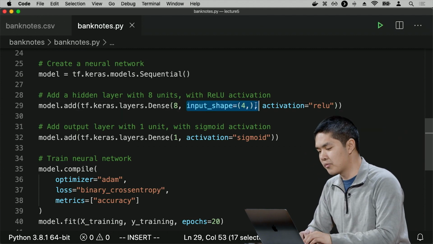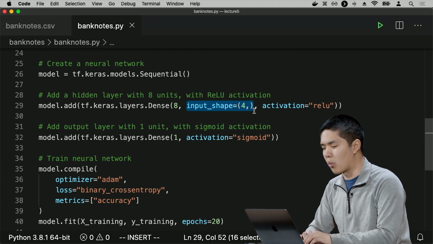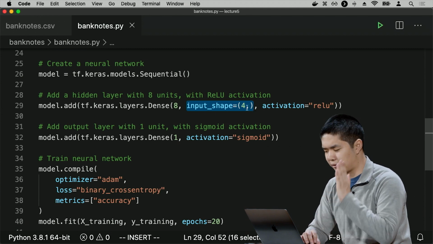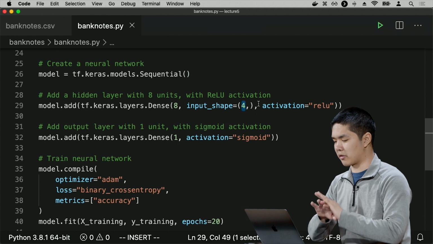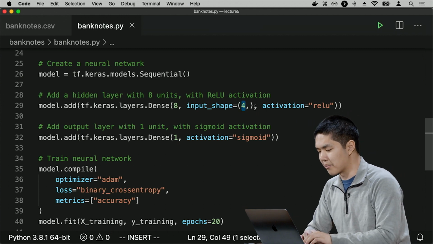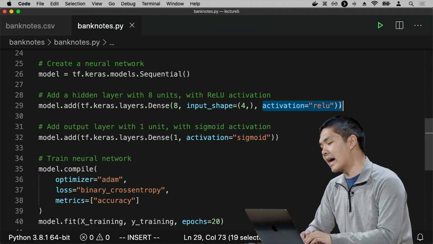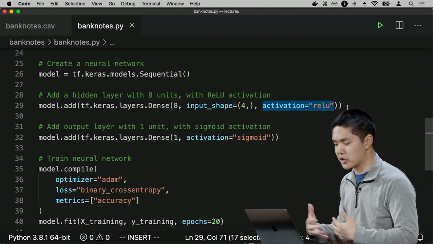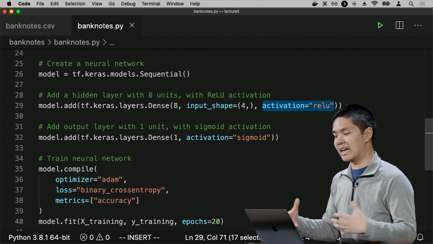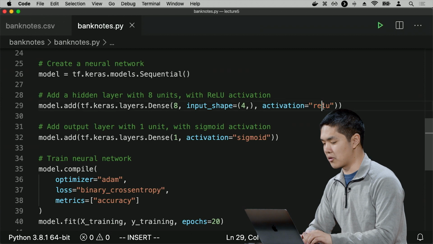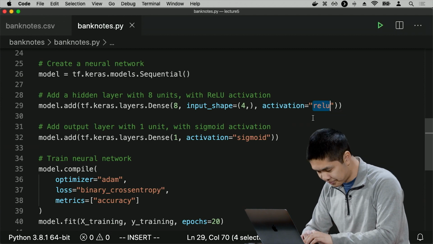Next, I specify what the input shape is, meaning, all right, what does my input look like? My input has 4 values, and so the input shape is just 4, because we have 4 inputs. And then I specify what the activation function is. And the activation function, again, we can choose. There are a number of different activation functions. Here I'm using relu, which you might recall from earlier.